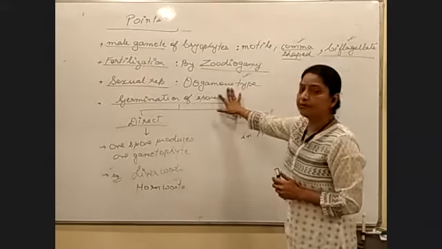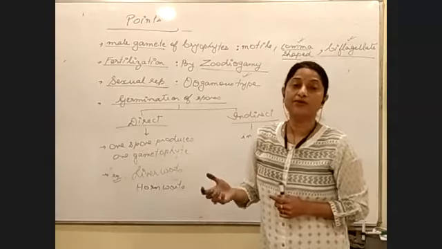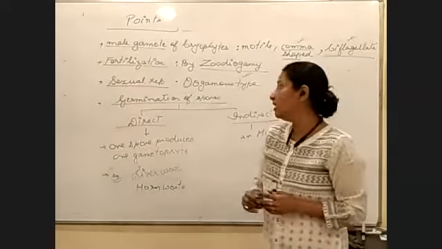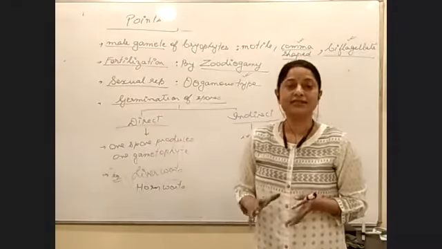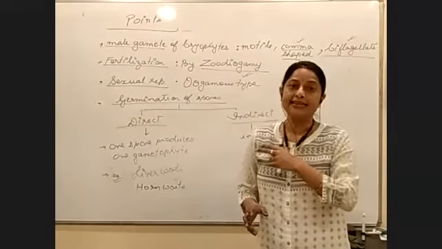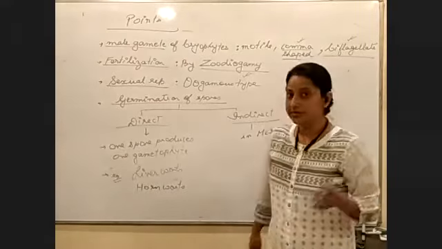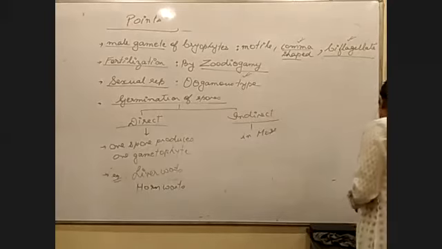Coming to oogamous type of sexual reproduction, I think this is also clear because we know that sexual reproduction could be of three types: isogamous, anisogamous, and oogamous, right? And all the three types could be seen in certain organisms. Details about this we have done in the Protista class, when we did protists. Germination of spores, we understood. We'll write the next point.